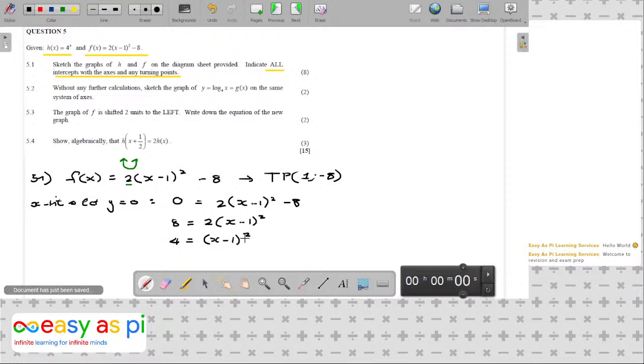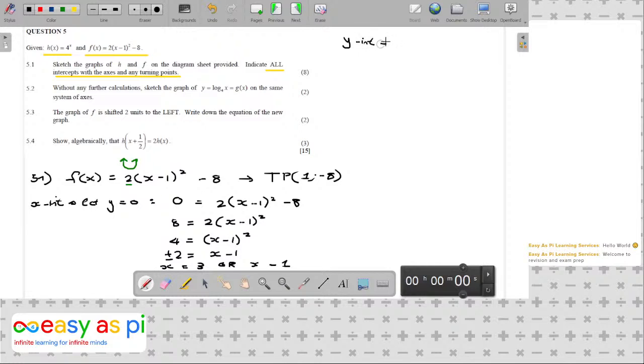I then take the square root, and remember, if I take the square root of any number, I get 2 roots. So the square root of 4 is plus and minus 2, which is equal to x minus 1. Then if I take the minus 1 across, my values for x become plus 2 plus 1, so x is equal to 3, or minus 2 plus 1, which is minus 1. Okay, that's the x-intercept.